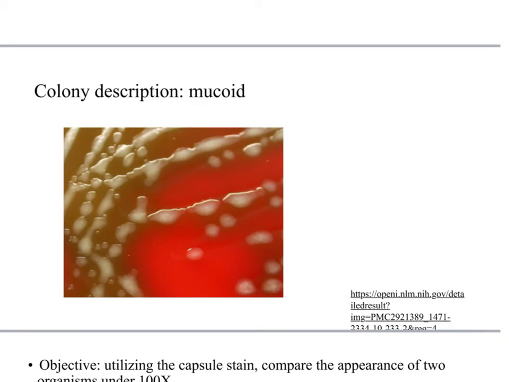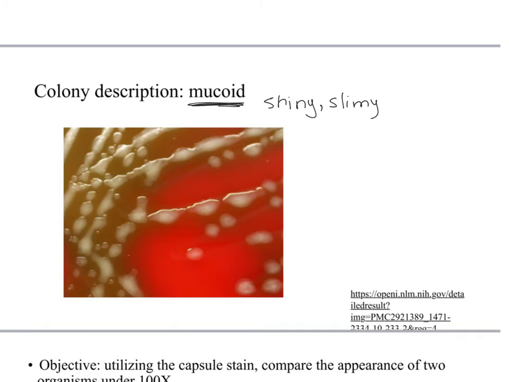In your lab, on page 23, there's a question in the center of the page that asks you to describe the colonies of the organisms that you see. And what that question is getting at is that typically organisms that produce a big, thick capsule are going to look kind of shiny, slimy. Okay, we use the term mucoid to describe these colonies.